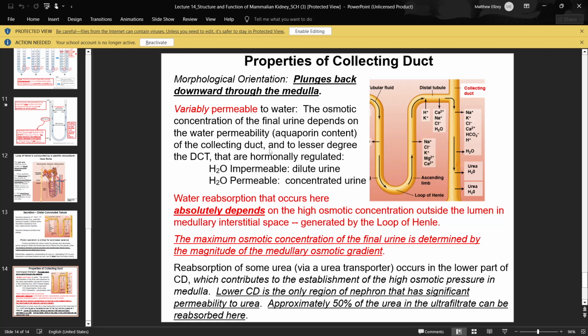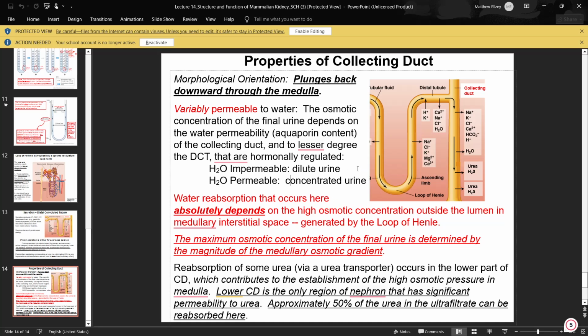So this is hormone regulated. The aquaporin content of this collecting duct is hormonally regulated. When H2O is impermeable, when H2O cannot leave here, we're going to have dilute urine, obviously, because the water can't leave. When aquaporin content is high and we have water permeability in this tubule, the water is going to leave and it is going to concentrate the urine. So water reabsorption occurs here, and it absolutely depends on the high osmotic concentration outside the lumen in the medullary interstitial space created by the loop of Henle.